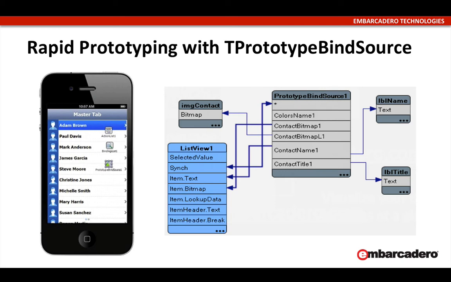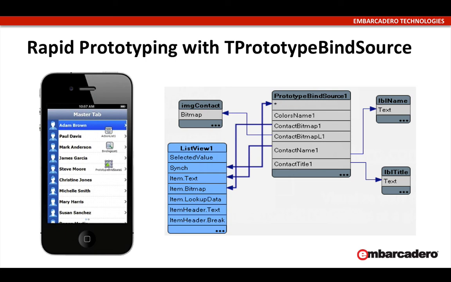Now, one of the other things that Visual Live Bindings brings us is an amazingly quick way to prototype applications. One of the big benefits behind this is the prototype bind source. The TPrototypeBindSource is one component that is really worth getting to know. There's a set of generators that get shipped along with the products that you can use, and these provide sample data. So we can see here on the screen, there's no real data in that screenshot.